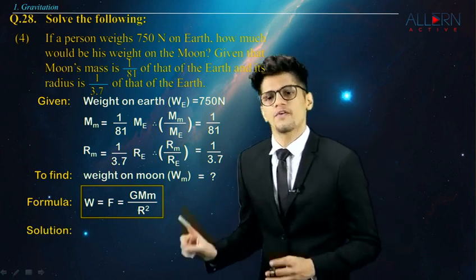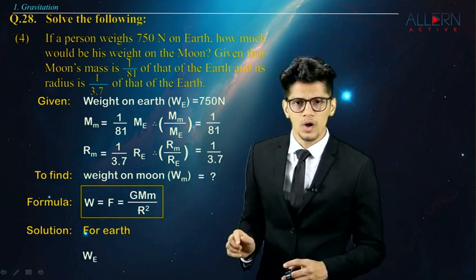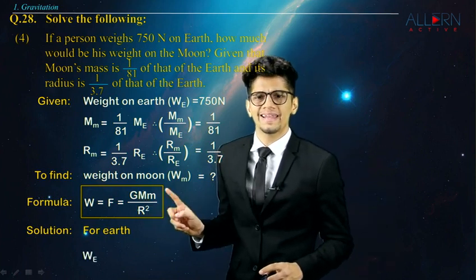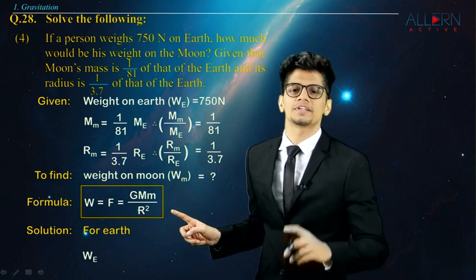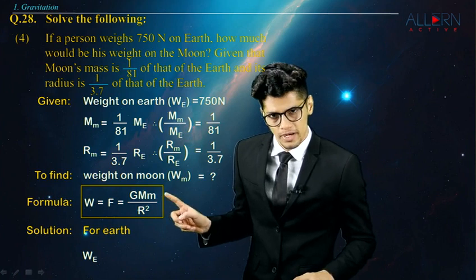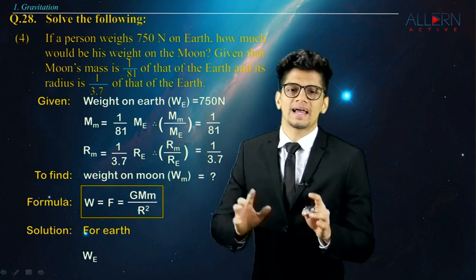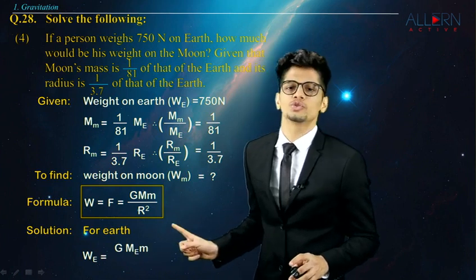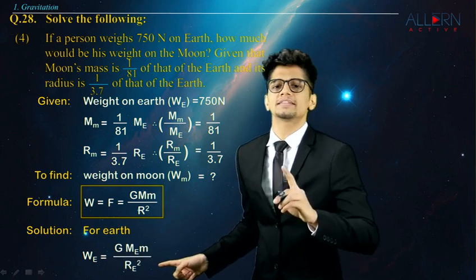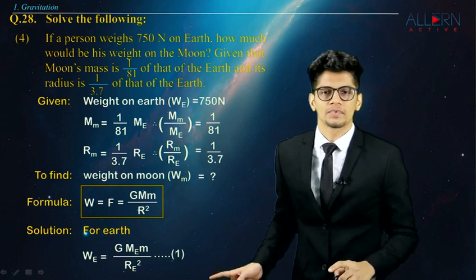So first we'll make a formula for Earth. Now we know that G is a constant and m, that is small m, is a constant because the mass of the object does not change from place to place. So small m and capital G remain as they are. So we have W_E equals capital G M_e into small m upon r_e square. This is equation number 1 for the Earth.